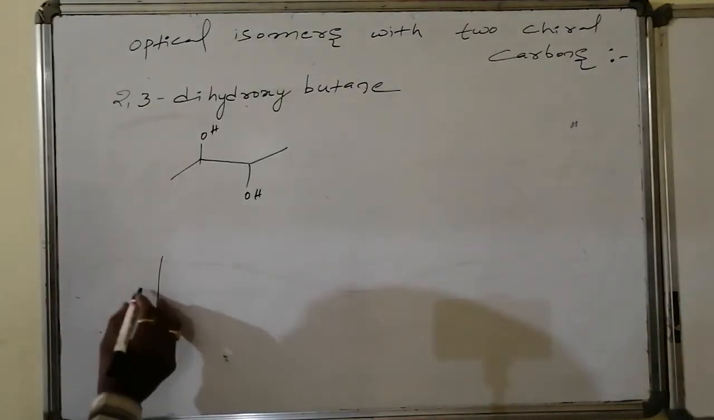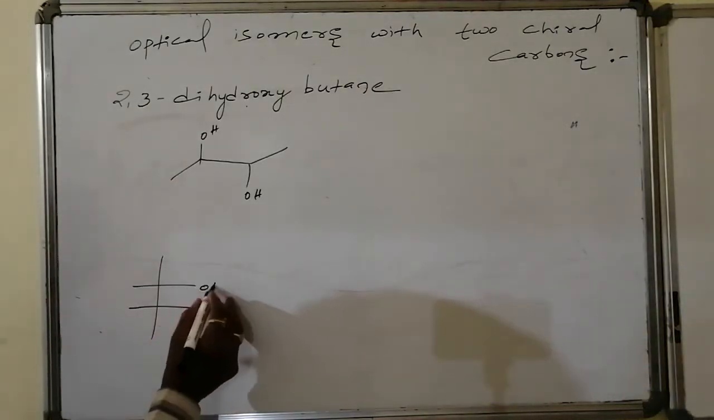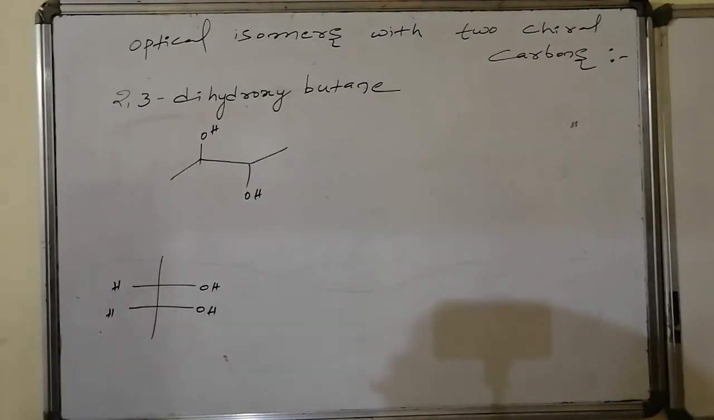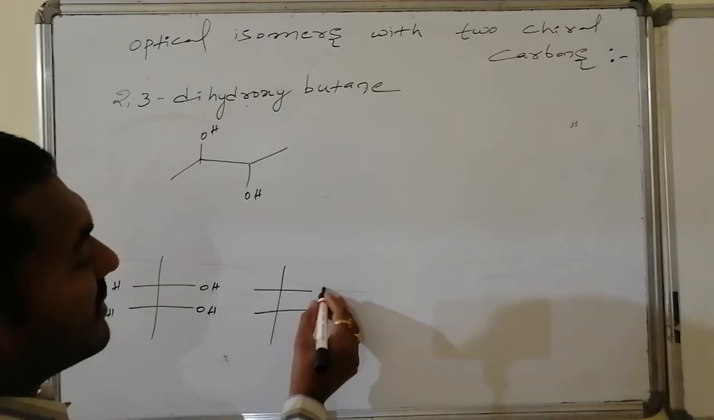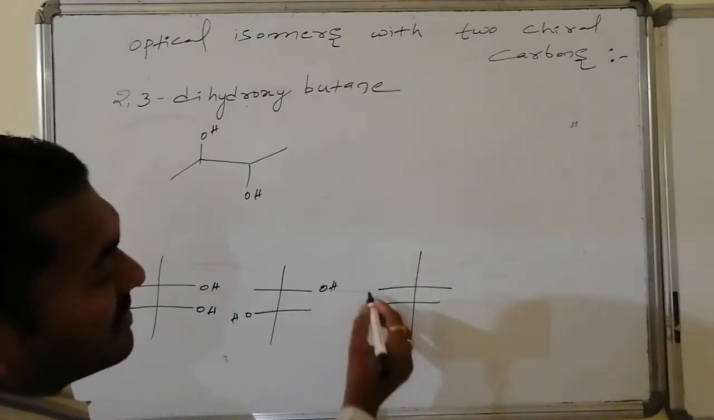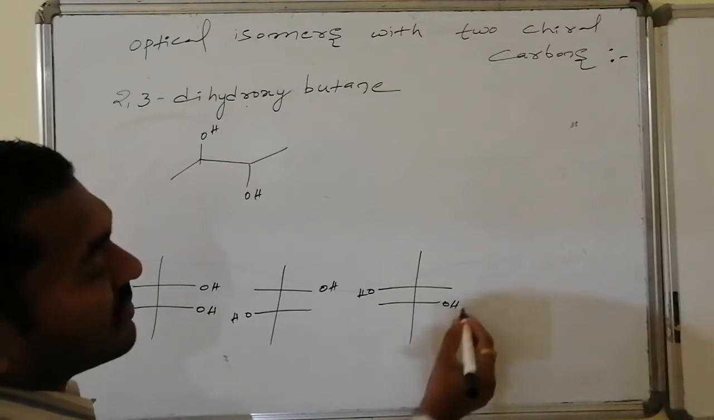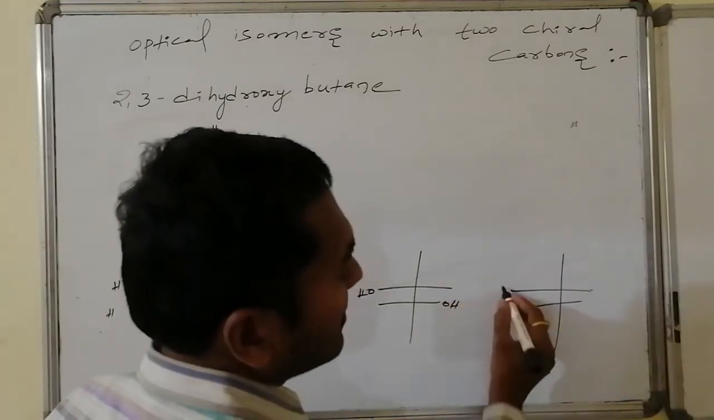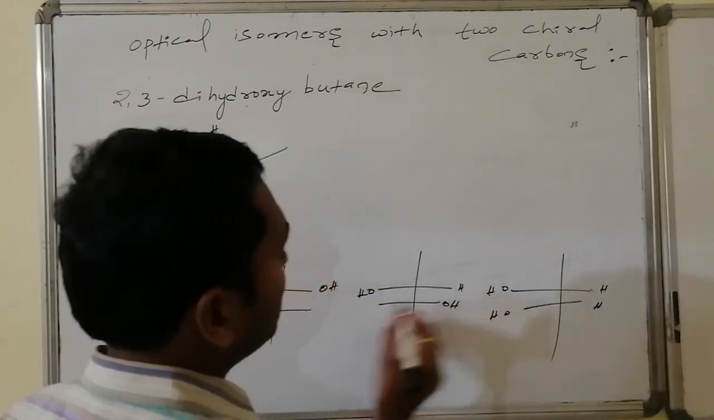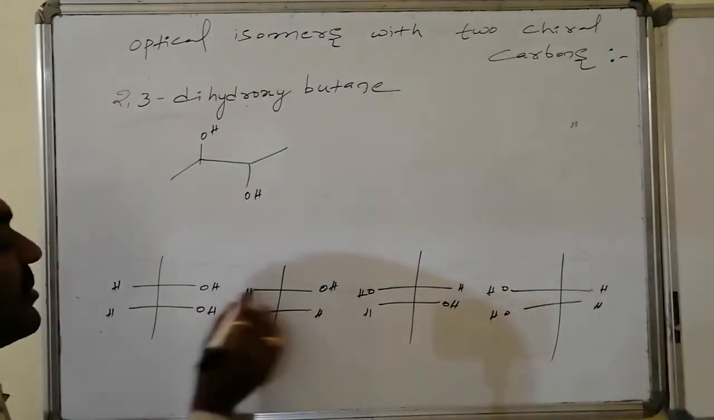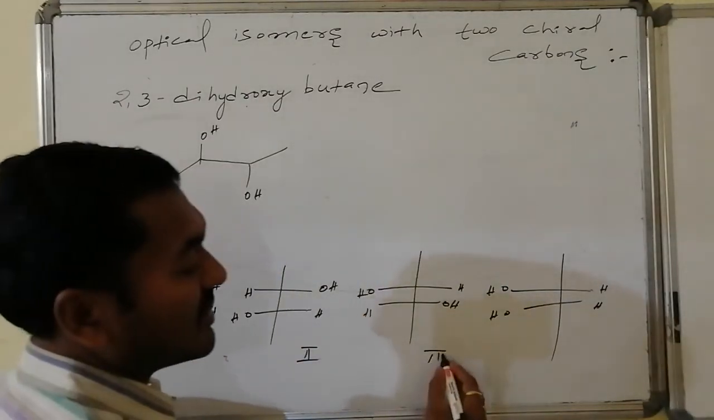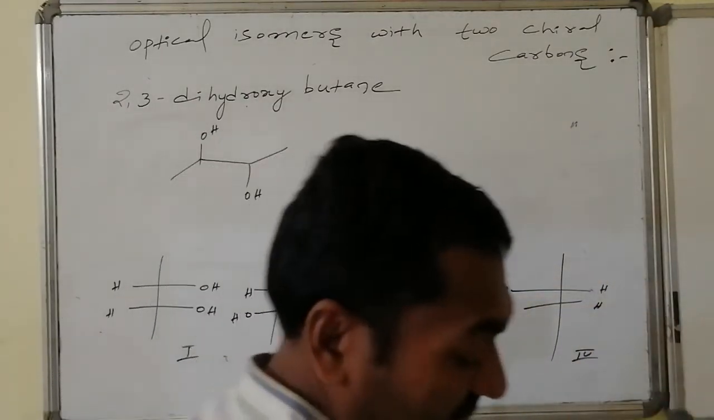If I write the corresponding Fischer projections, this is OH and this is OH, and the remaining are H and H. Similarly, if I write another Fischer projection, this is OH and this is OH, and another Fischer projection, this is OH and this is OH. If I write another Fischer projection, this is OH, this is OH, and these are H. These are the possible ways of arrangement. This is structure 1, this is structure 2, this is structure 3, and this one will be structure 4.